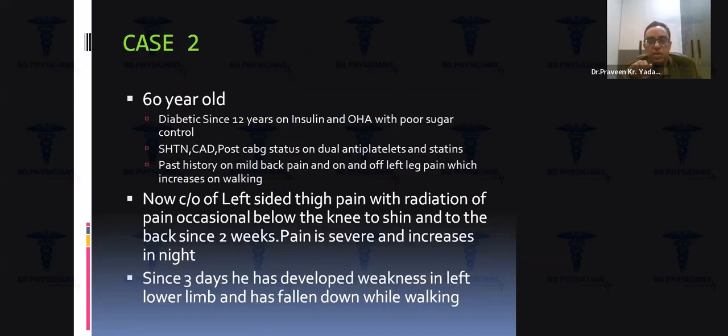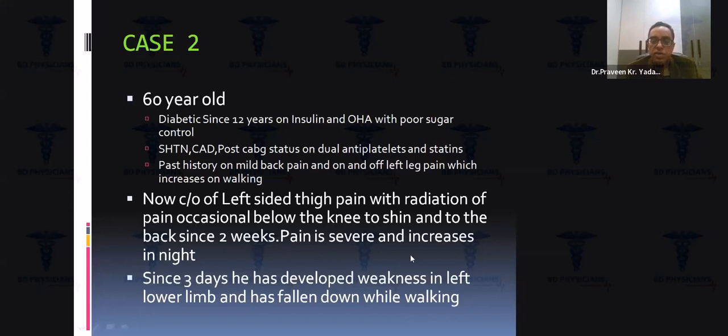Now coming to a second easy case, a very practical and common situation which we see in our practice. So this is my own patient. A 60-year-old male patient, diabetic for 12 years on insulin and oral hypoglycemic agents with poor sugar control. He has systemic hypertension, coronary artery disease, post CABG status on dual antiplatelets and statins. There is a past history of mild back pain on and off, and left leg pain which increases on walking. Now he is complaining of left-sided thigh pain, with the pain occasionally radiating below the knee to the shin and to the back since 2 weeks. So this is the present complaint.